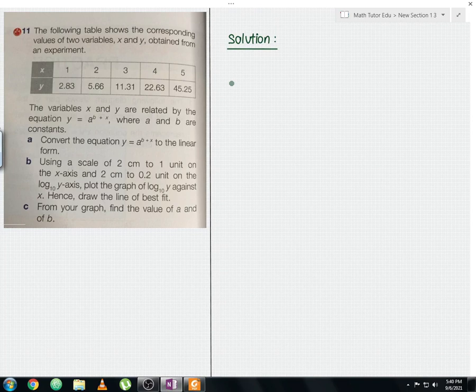Now I'll be discussing Form 4 Additional Mathematics Chapter 6 Linear Law HOTS question example 2.